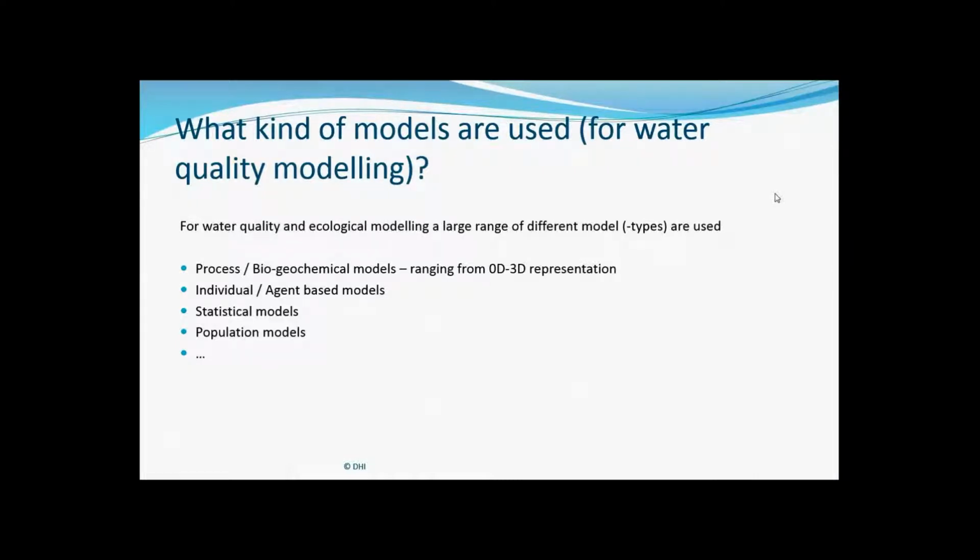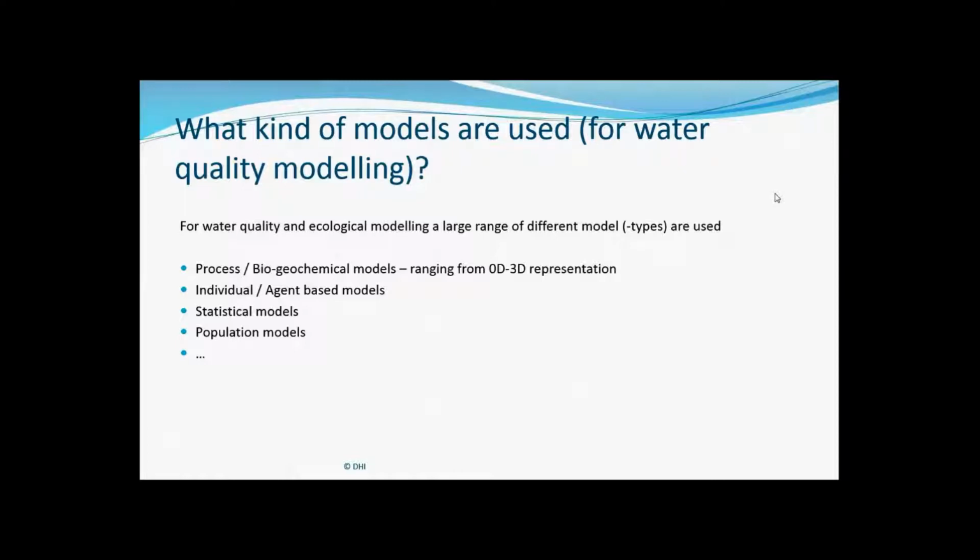Well, I've been working with process modeling for many, many years. That's what we call a biogeochemical model. I have been working with this for mechanistic modeling, ranging from 0D to 3D representations. 0D is basically a box model. You could have 1D models, which could be a river model, or it could be a profile model from a lake. And you can have 2D representation, either surface or a transect, and you can have 3D representation. These kinds of models are called biogeochemical models.